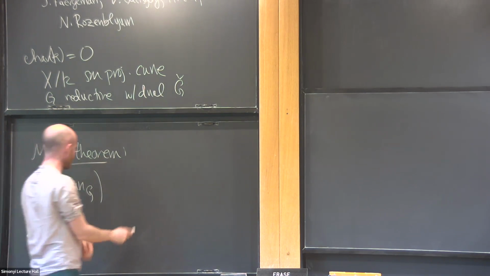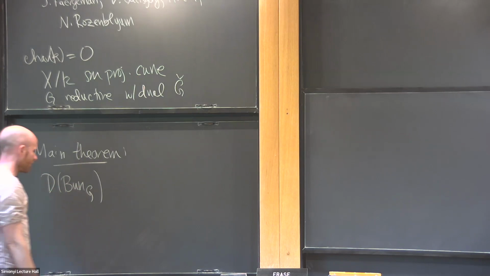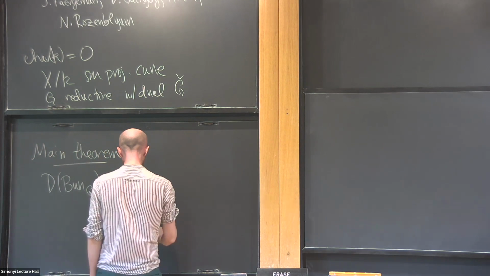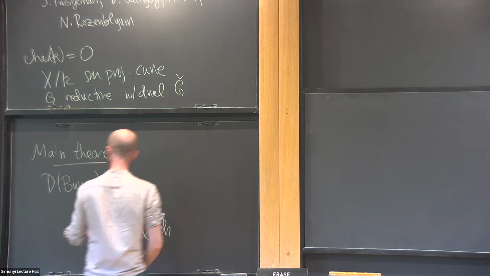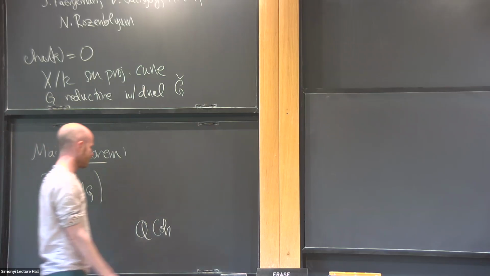And then the theorem says the following. There's the category of D-modules on Bun G. Bun G is the moduli stack of all G-bundles on this curve. So for instance, when the group is GL1, this is roughly the Jacobian. There's a stack factor of BG_m and a Z parameterizing the degree, but it's essentially the Jacobian. And in general, it's some kind of interesting space.